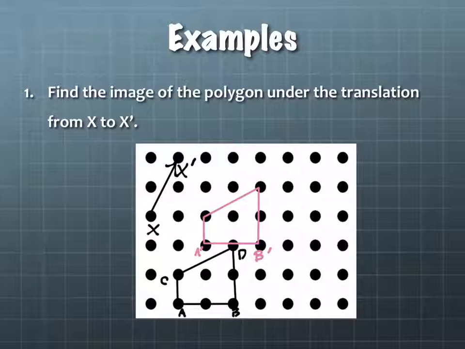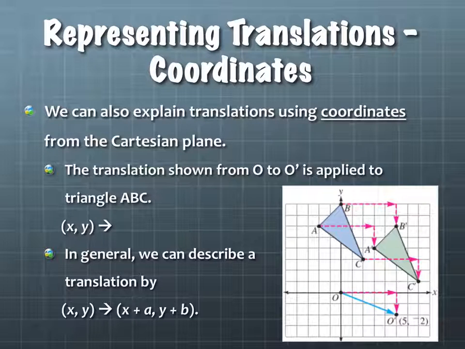We're going to look at a coordinate grid translation next. You guys ready for that one? Okay. With coordinates, we can also explain translations using coordinates from the Cartesian plane. The translation shown from O, which is, excuse me, the origin, to O prime, which is the point (-5, 2) on our picture, is applied to triangle ABC, which is the blue triangle.